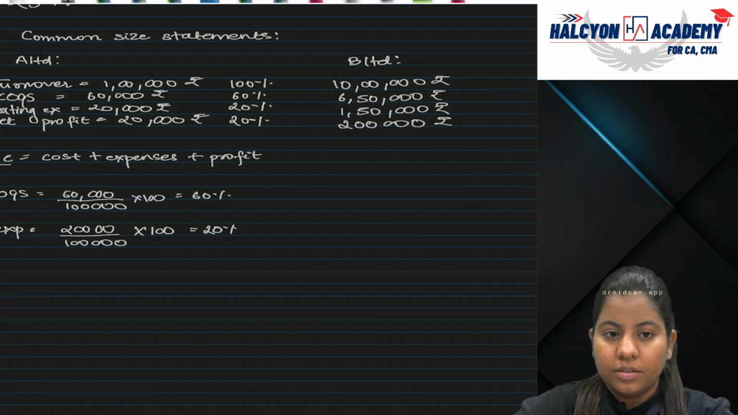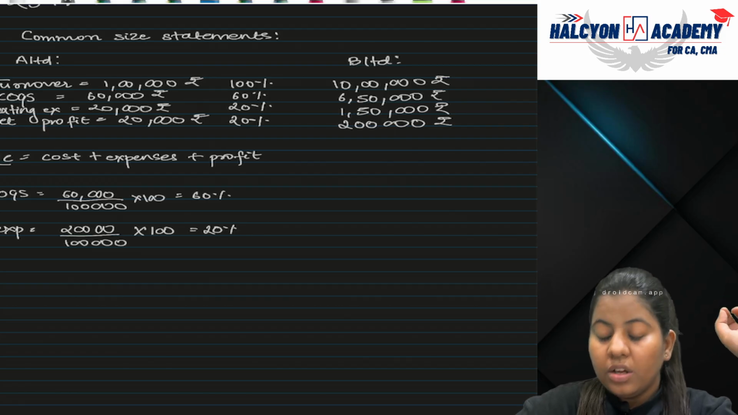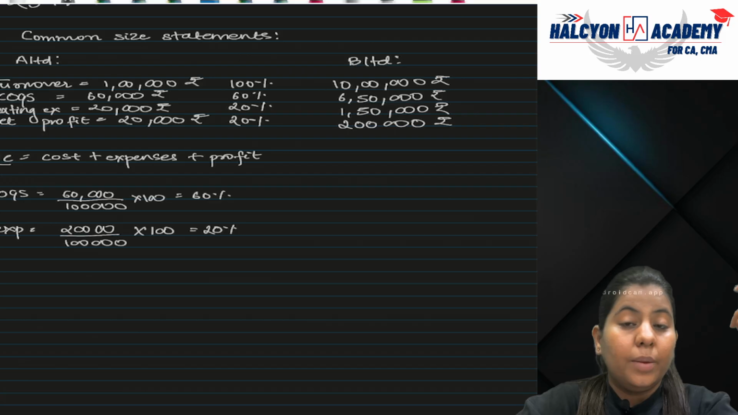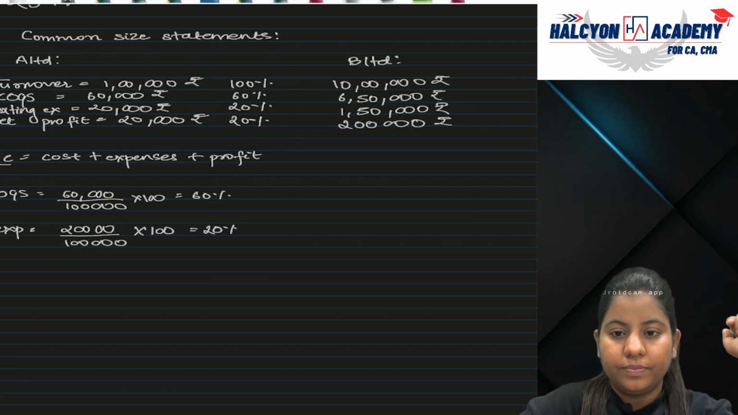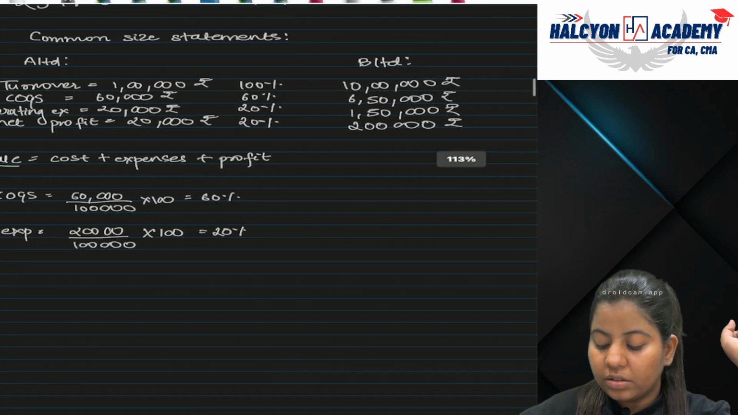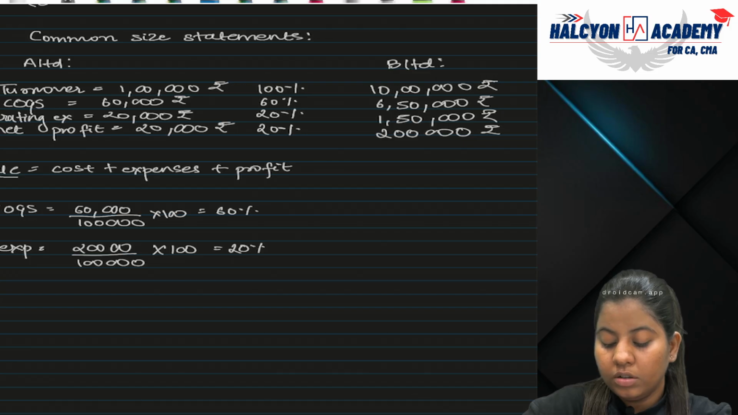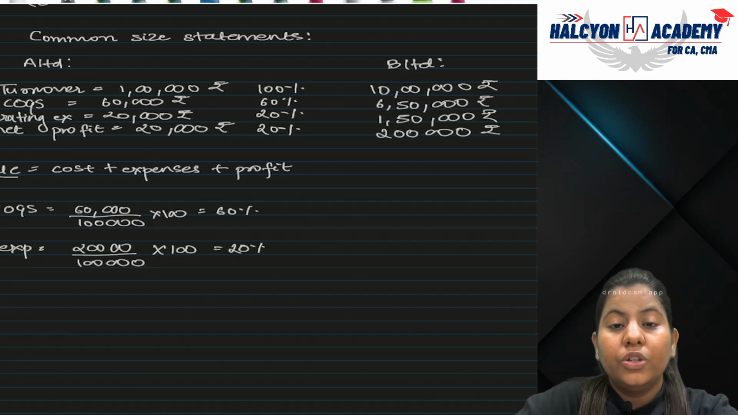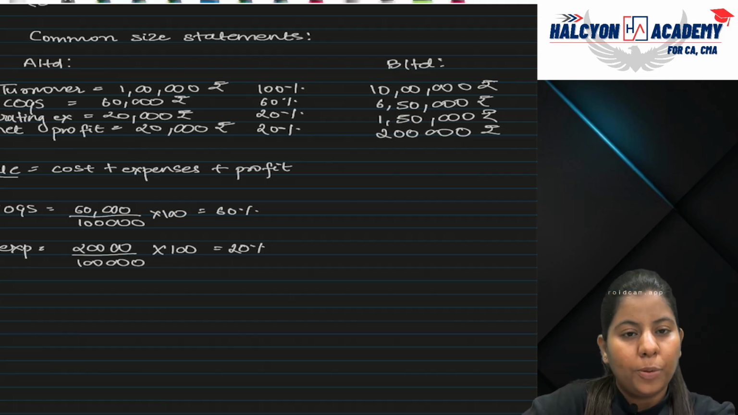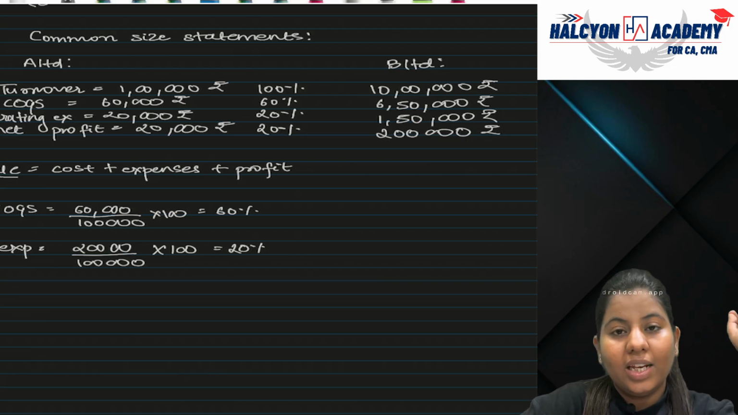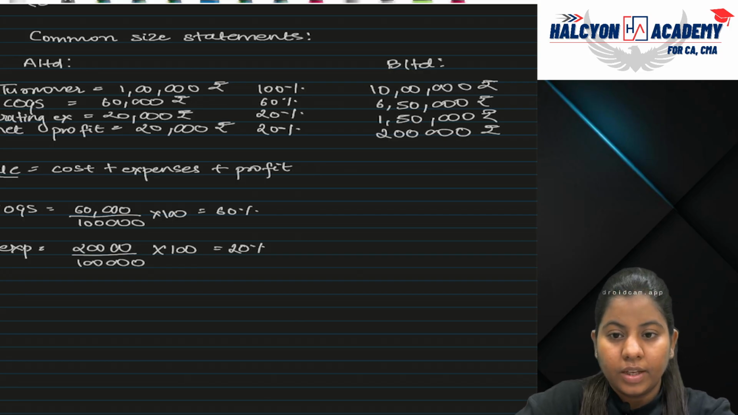With these figures, with this data, can you tell me which company is better, A Limited or B Limited? Which is more efficient? Just by seeing the figures, can you tell me which one is better? Which one is in better position? Can you tell me? Okay. So can we say that B Limited is having more profit? So B Limited is better than A Limited. B Limited is having more profit, so it is more efficient. Can you say that?